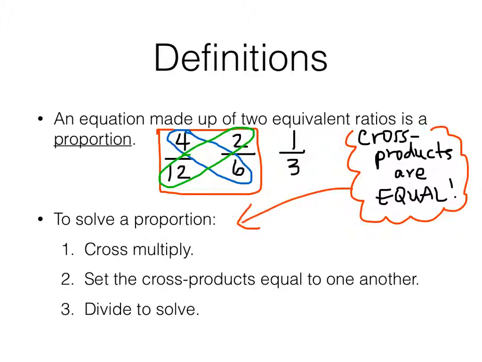So there's 3 steps to solving a proportion. First, you're going to cross multiply. So you're going to multiply diagonally. Then you're going to set the cross products equal to one another, and then you're going to divide to solve. So what happens is you get a proportion like this one, where the 2 sides are equal, but one of these 4 values is missing. And that's what you have to find. Now, sometimes you're going to be able to do it mentally, but this will always work. Let's try some examples.